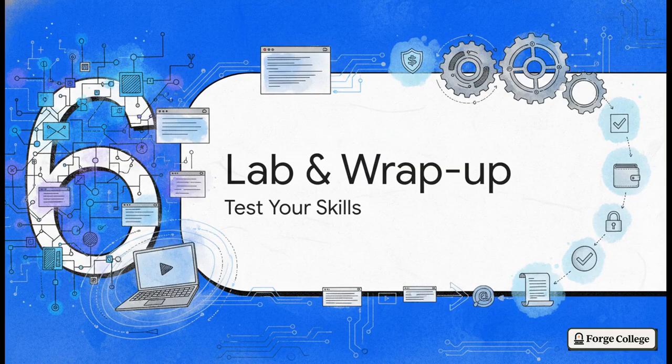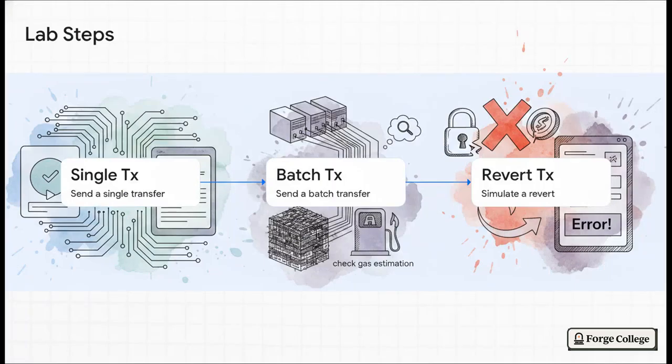And finally, Section 6, lab checkpoint and wrap-up. Time to test your skills. Okay, it's time to put all this awesome theory into practice. In your lab, you're going to validate your front-end flow in 3 specific steps. Step 1, send a single transfer and watch your UI states change in real time. Step 2, send a batch transfer and make sure you explicitly check the gas estimation since that calldata is much larger. And Step 3, purposefully simulate a revert. Try transferring a token you don't even own just to guarantee your error messages and UI rollbacks are working perfectly.